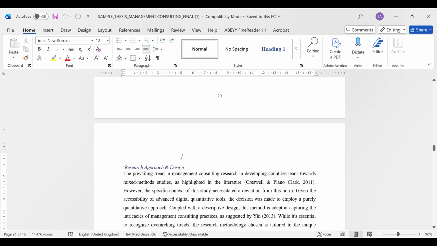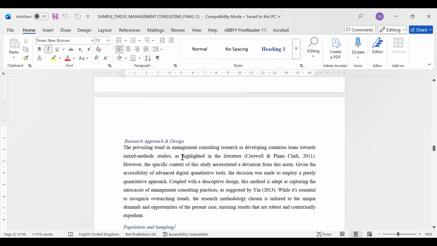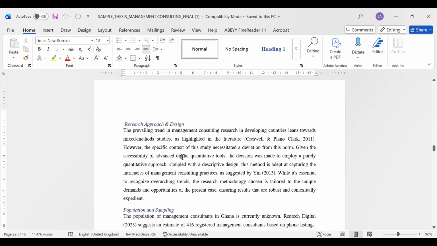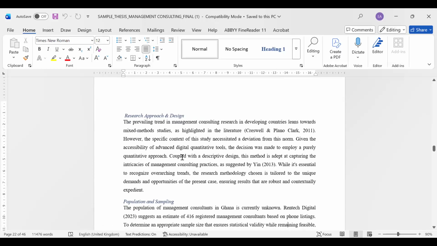The next section is the research approach and design. So in the research approach and design, you have to tell us which approach, is it quali, quanti, or mixed? Justify it based on existing studies, why you are choosing whichever approach. And then tell us the details of how you intend to execute that research approach.